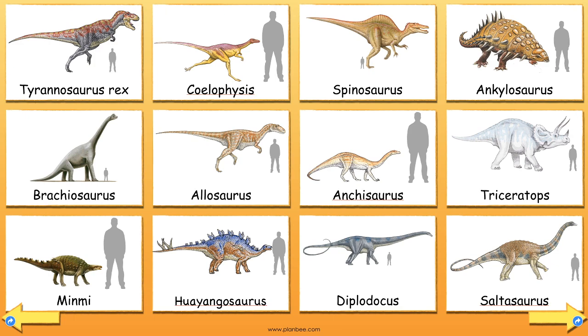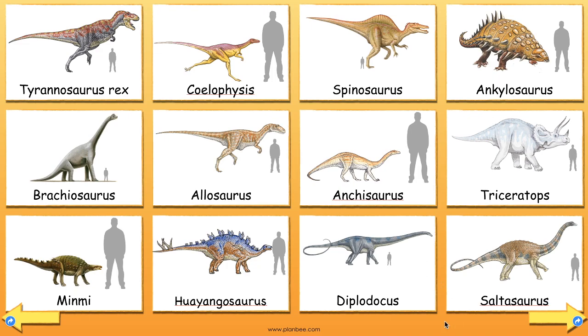So Leah says that you could group them by whether they are a herbivore or a carnivore. Brilliant. Or whether they've got horns or not. And Albert says again that you could put them into groups depending on what they eat. Brilliant.